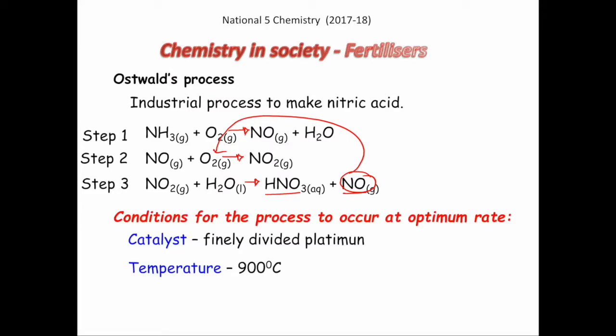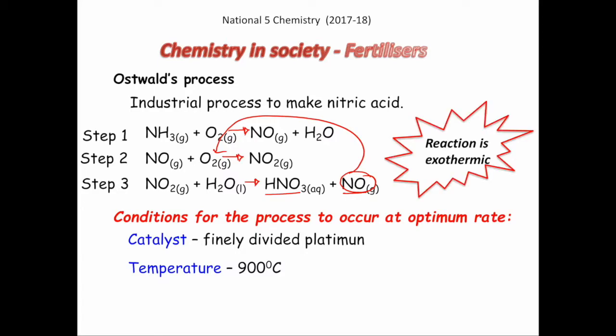Now, the conditions essential for the process to occur at optimum rate would be catalyst, which is finely divided platinum, and this takes place at a temperature of 900 degrees centigrade. This reaction is highly exothermic. So once the reaction starts, then even if the heat is reduced, reaction continues because the amount of heat that is being released during the process is sufficient to carry on the process. So we don't need any external source of heat once the reaction has started.